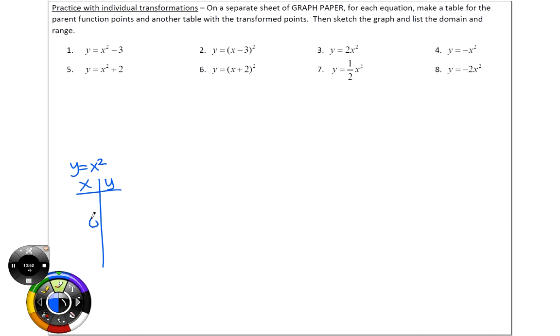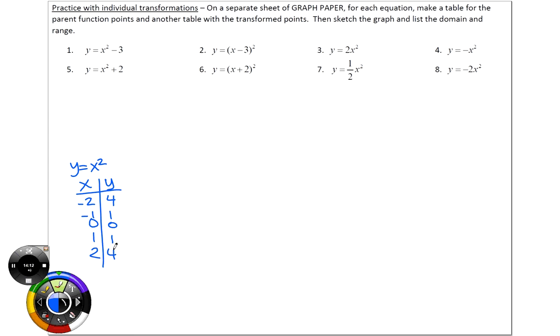We made this input-output table when we were graphing the parent function that gave us these points. So does everybody understand where I got this table from? The one we just made when we made the parent graph. So I'm saying all of these are based on that because they all have x squared in them, right?